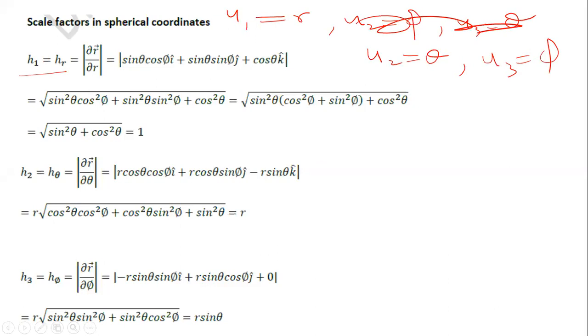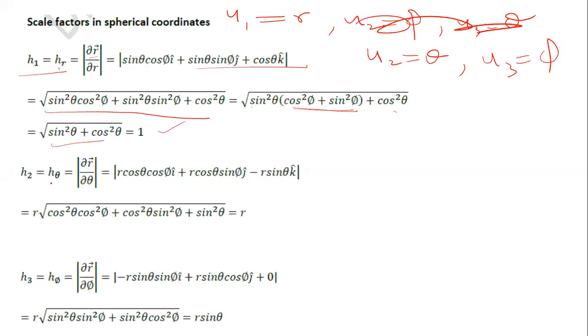So if you do that, the scale factor h1 is hr. Hr will be the magnitude of del r upon del r, the differentiation of the position vector with respect to the r coordinate variable. By taking the magnitude, this is what you will get. And if you combine these two terms, sine square is a common factor here, therefore cos square plus sine square is 1, and the remaining will be this, and you will find that your hr is 1.